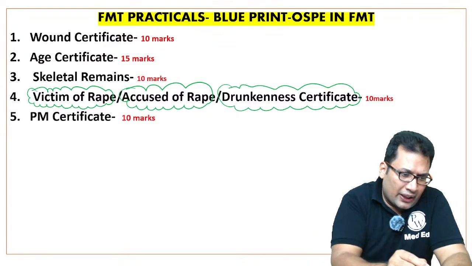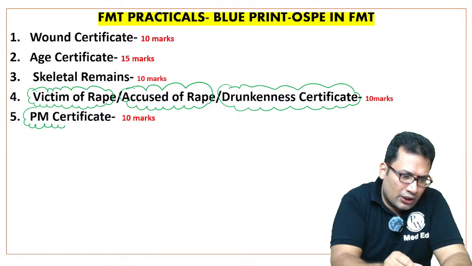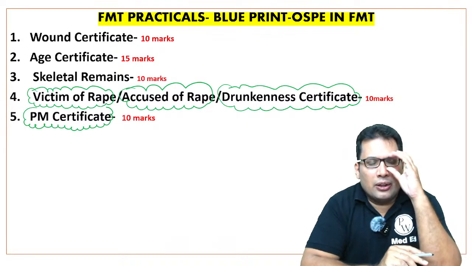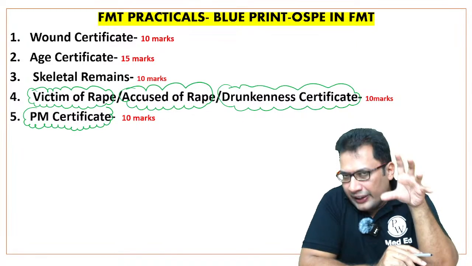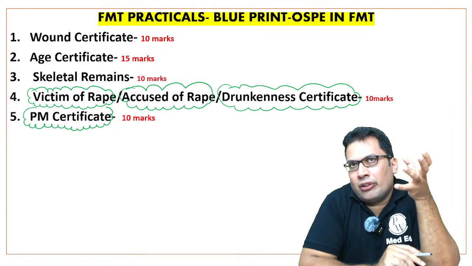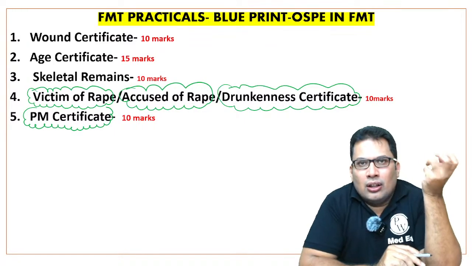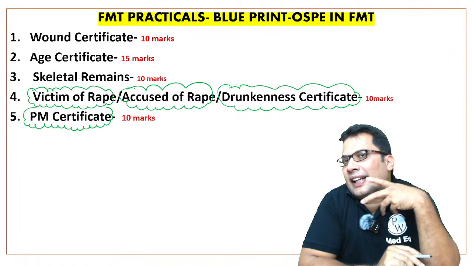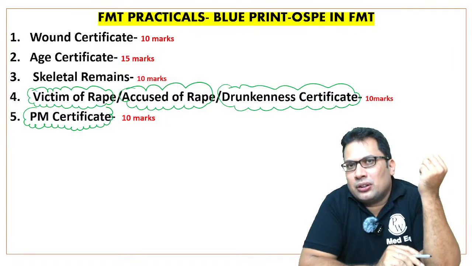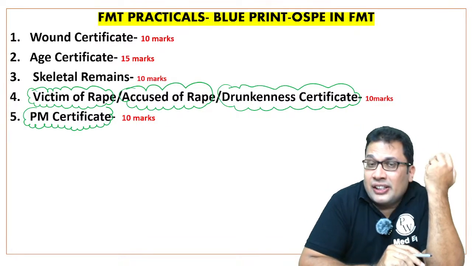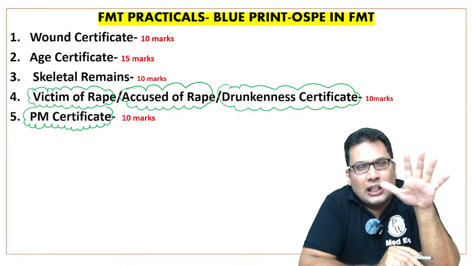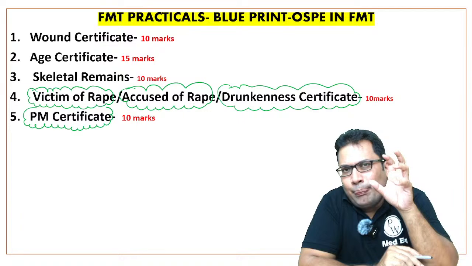Then the PM certificate, postmortem certificate. In the postmortem certificate, they usually provide a clinical scenario. A case of alleged history of suicide, during examination there is a ligature mark around the neck. The ligature mark is oblique in nature, dry hard parchmentization is present, no other injuries on the body, dribbling of saliva present. So, you need to write the PM certificate.